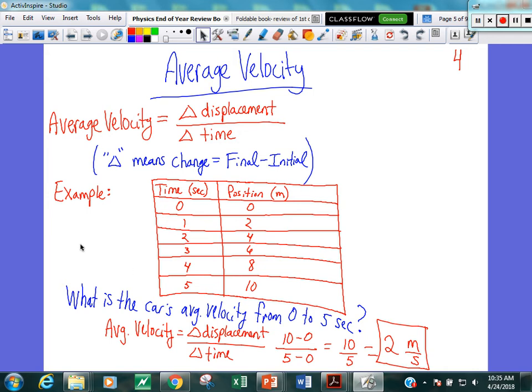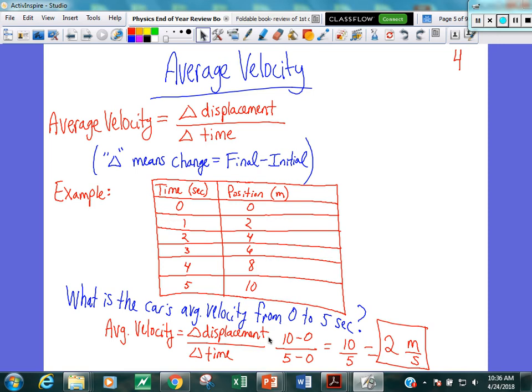All right, so after you make that table, I've got a question. Here's my example question. I say, what is the car's average velocity from 0 to 5 seconds? So if we want to calculate its average velocity from 0 to 5 seconds, here's how you will do that. I hope that you will write down average velocity equals change in displacement divided by change in time. And again, change means final minus initial.